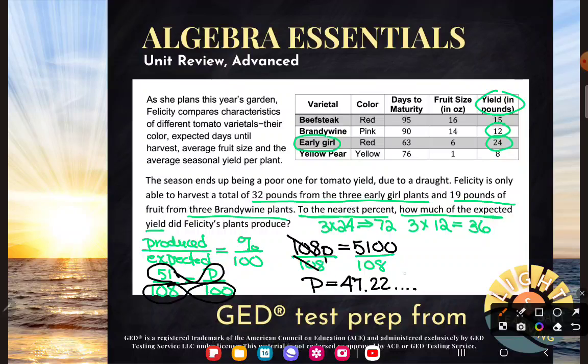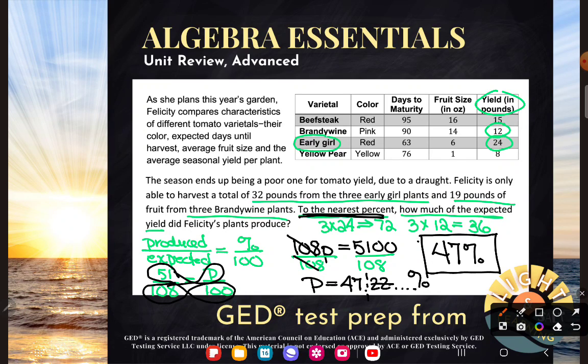47.22, and so on. Do they want me to round? Oh, yeah, to the nearest percent. I'm going to cut it off at the nearest whole percent at the decimal place. That backside, it's not halfway past 0.5 yet. It's not big enough to matter. I'm going to call that 47%.